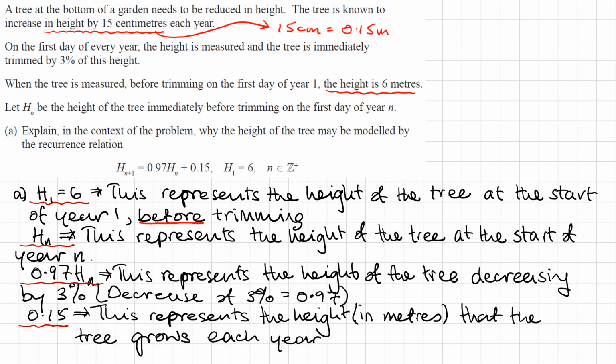So putting this all together, to calculate the height of the tree in the next year, it's going to be 97% of the height in the previous year, because 3% of the tree is trimmed off, plus this 15 centimeters of growth, or 0.15 meters of growth, with the initial height of the tree being 6 meters.